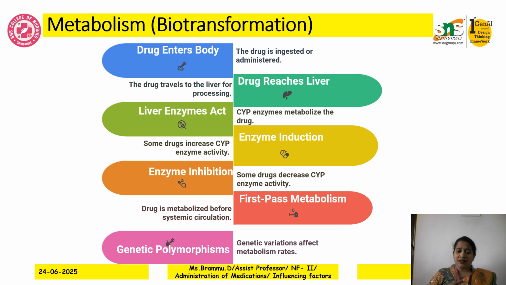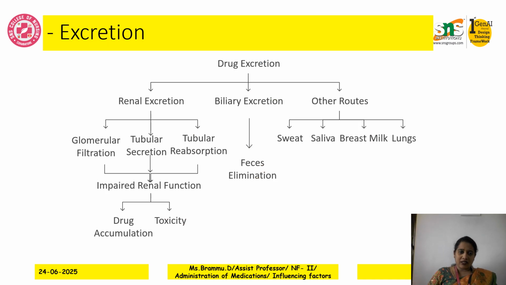Metabolism: how a drug enters and how a drug is excreted from the body. It enters as soon as we ingest it and then travels to the liver. Once it reaches the liver, the enzymes act on it, and after the action of the enzymes in the induction or inhibition phase, the drug passes first-pass metabolism, and there are changes in genetic variation that affect the rate of metabolism. Finally, the fate of the drug goes to excretion. The drug is excreted either by renal, biliary or other routes.